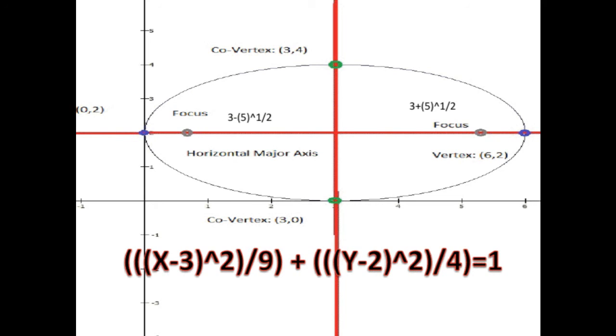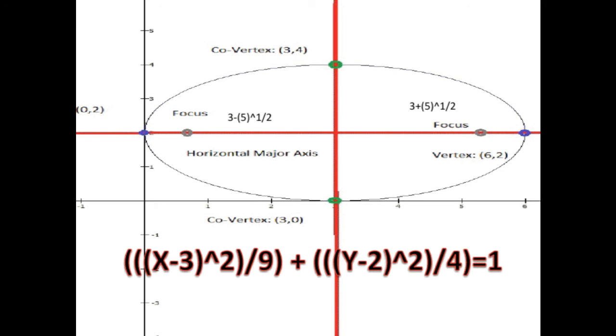You can find the foci by using the expression c squared equals a squared minus b squared. You already know that a squared equals 9 and that b squared equals 4. Using that knowledge, find c squared by getting the difference of a squared and b squared, which is 5. Then take the square root of that, which is the square root of 5. Then add to the center 3, 2, making it 3 plus or minus the square root of 5, 2.